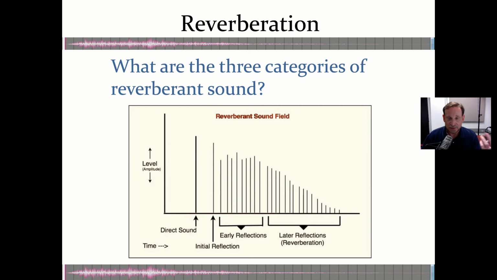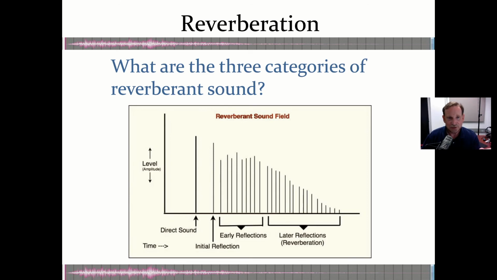So if we are in class and you're sitting at the desk and I'm talking at the front of the class, when I'm speaking to you, some of the sound is going right to your ears, and that would be the direct sound. Then we have another grouping of sounds that we call early reflections.